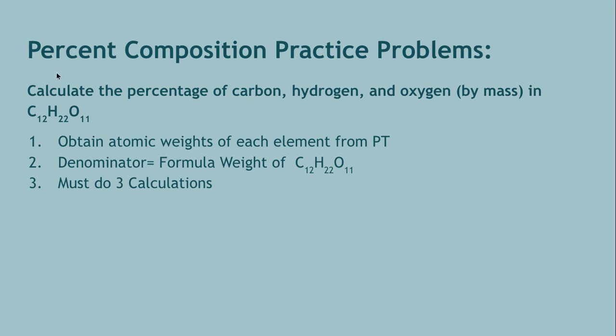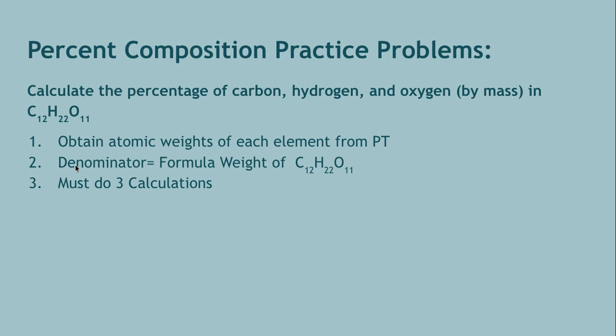And then a similar question that it's going to ask you about is percent composition. The practice question it gives us here is: calculate the percentage of carbon, hydrogen, and oxygen by mass in C12H22O11. And essentially, most of the time when it gives you a question, you're just going to have to calculate the percentage of one element, but this one is asking for everything to try to apply everything that we've learned so far. So first, what you're going to want to do is obtain the atomic weights of each element from the periodic table, as we've been doing.